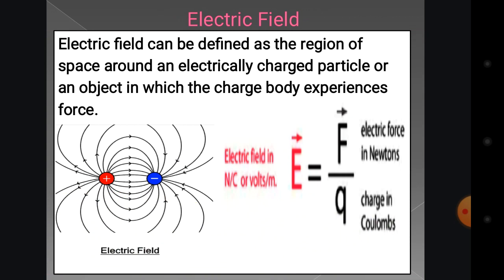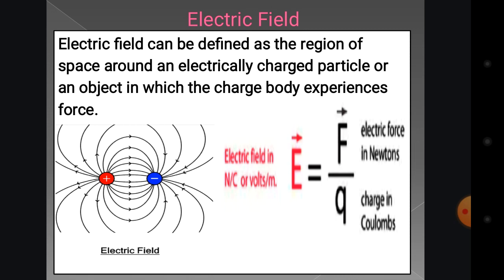Now we look at the electric field. Electric field is also a type of field. Electric field can be defined as a region of space around an electrically charged particle. When we are talking about electric field, we are talking about electricity, from the charges, the positive charge and also the negative charge. They are the ones that form the electric field.